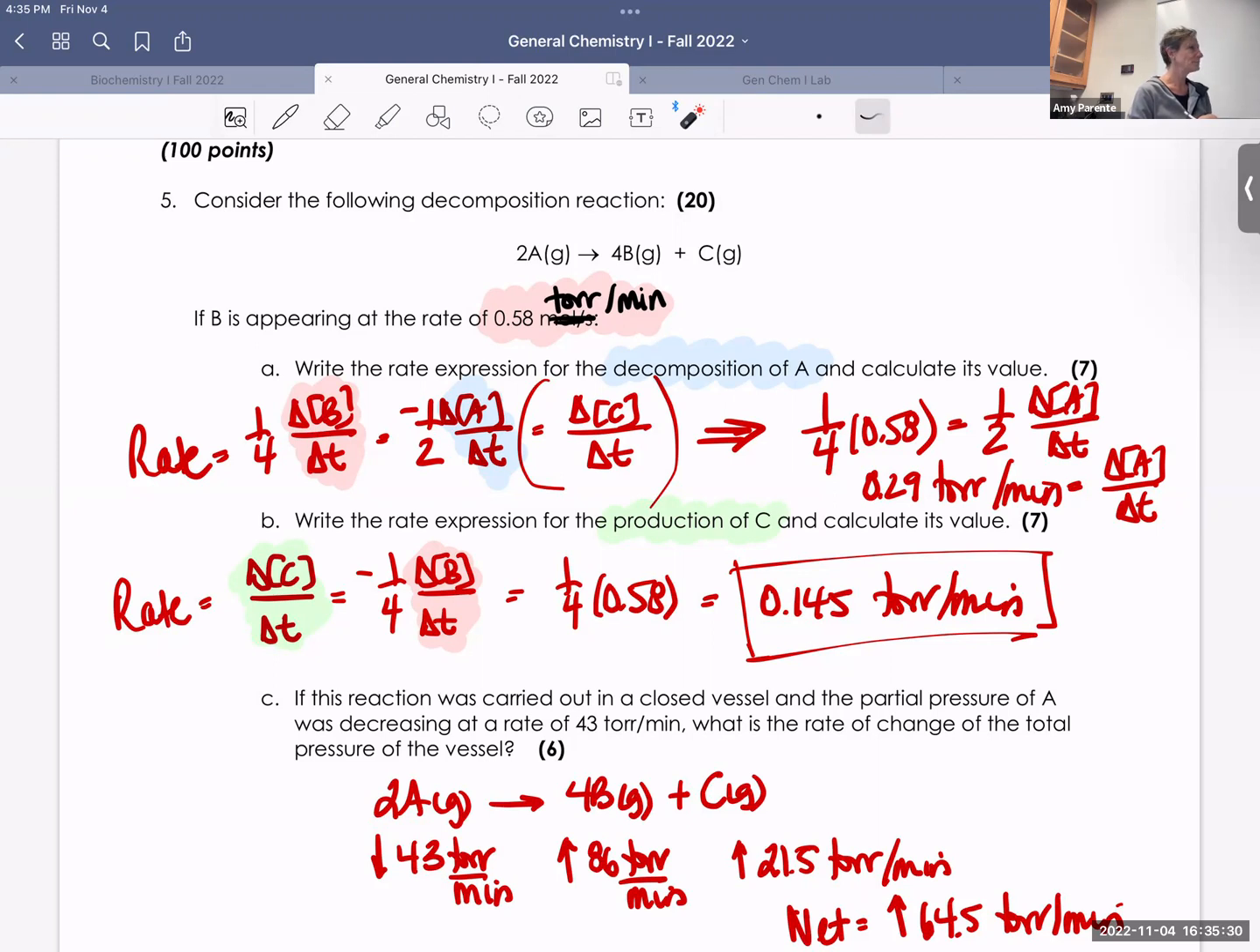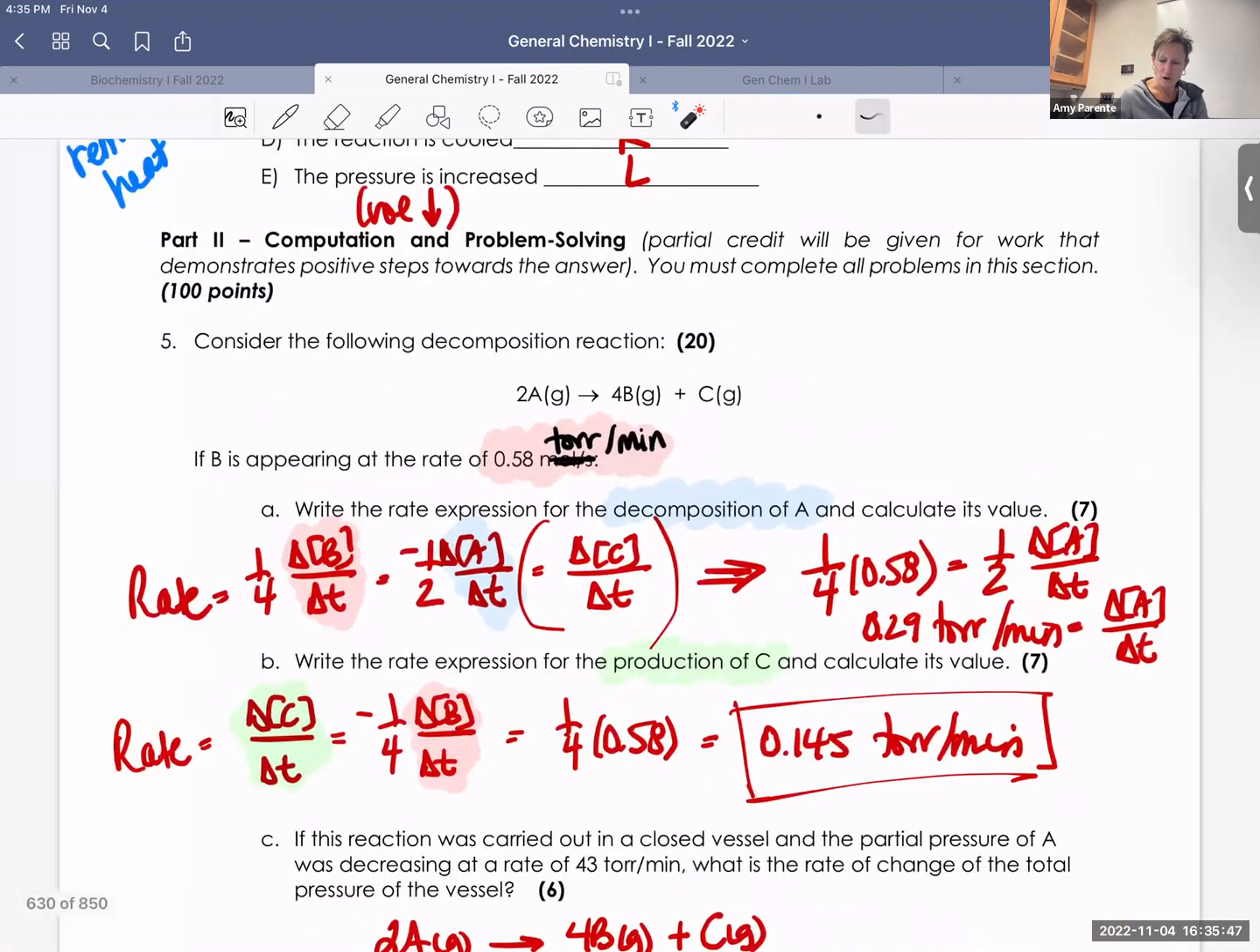Okay. Products like B and C, are they always going to be ones that you add together? Yep, and that's because these guys are appearing and this is disappearing. Yep. Okay. So moving on to the next page, next set of problems.